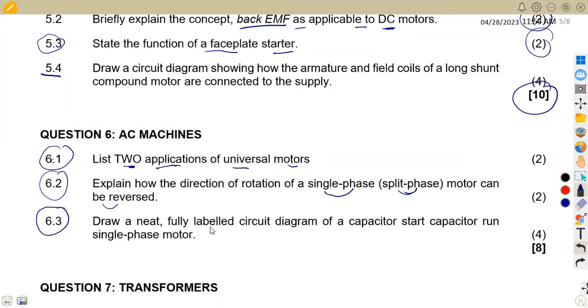Draw a neat, fully labeled circuit diagram of a capacitor start capacitor run single phase motor. So it's a capacitor start, capacitor run single phase motor. All right, so this is what I have in this case. I'm going to show you the diagram that is applicable in your answering.